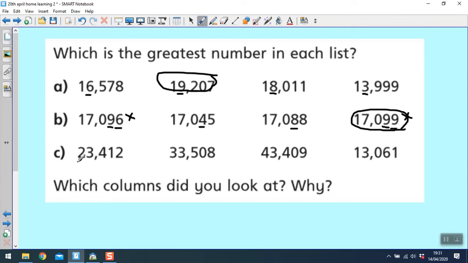Which number is bigger here? Well, they've all got 5 digits, but they've all got a different number of tens of thousands. This has got 2 tens of thousands, 3 tens of thousands, 4 tens of thousands, 1 tens of thousands. This one's bigger, so we've had to look at the tens of thousands column.